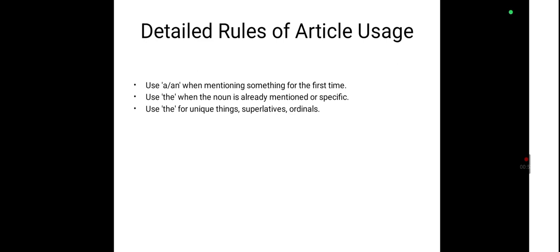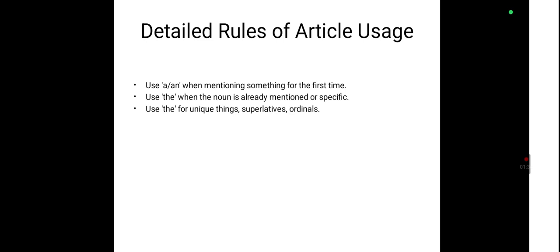The detailed rules of article usage: use a or an when mentioning something for the first time. When you are mentioning something for the first time, you can use the article a or an, which is non-specific. So we can say, I saw a snake. A snake is a thing you see for the first time, so a snake, not mentioned before.